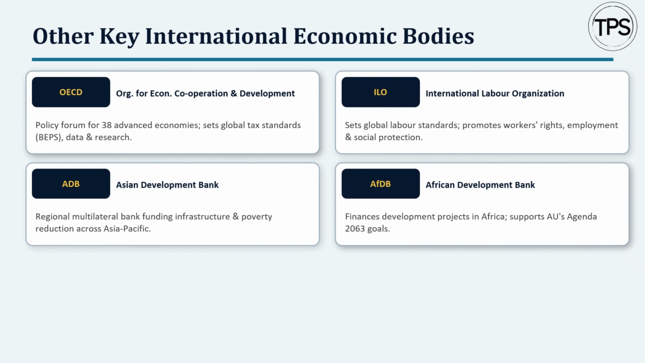Now, other key international economic bodies: OECD, Organization for Economic Cooperation and Development, a policy forum for 38 advanced countries, which sets global tax standards, BEPS, data and research. ILO, International Labour Organization, sets global labor standards, promotes workers' rights, employment, and social protections. Another is the Asian Development Bank, a regional multilateral bank funding infrastructure and poverty reduction across Asia Pacific.